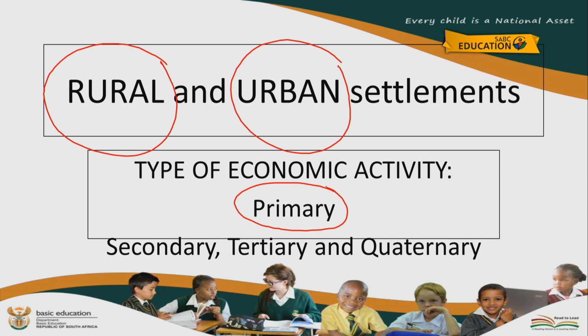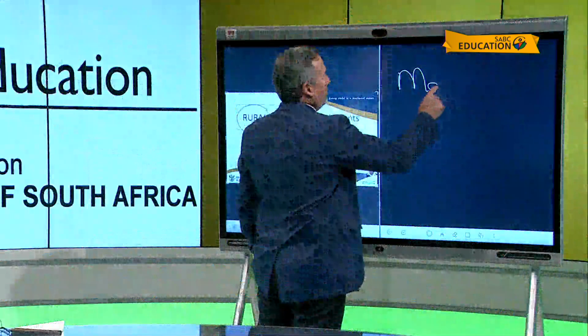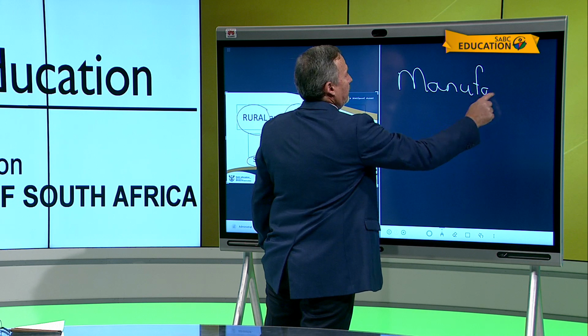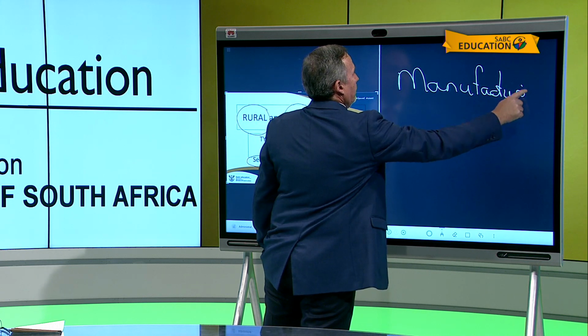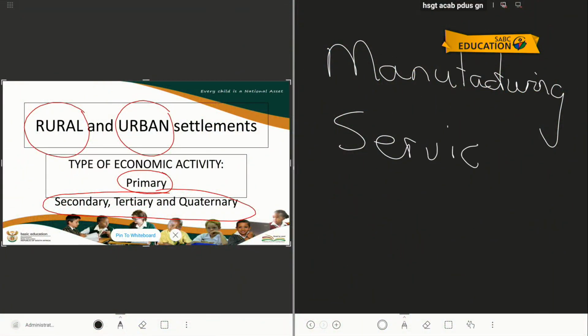In an urban area, you'll see these secondary, tertiary, and quaternary activities here. A very brief example for you would be the following. Secondary is manufacturing. Tertiary is a service industry. And quaternary is a seriously new definition, and it has to do with research.